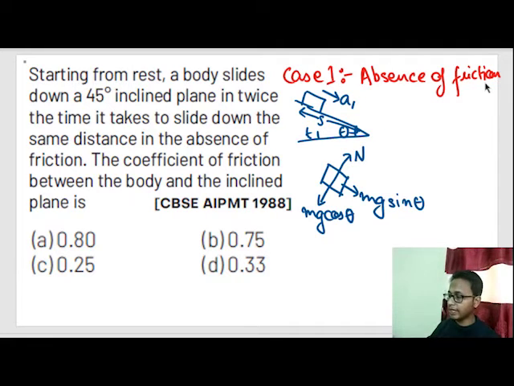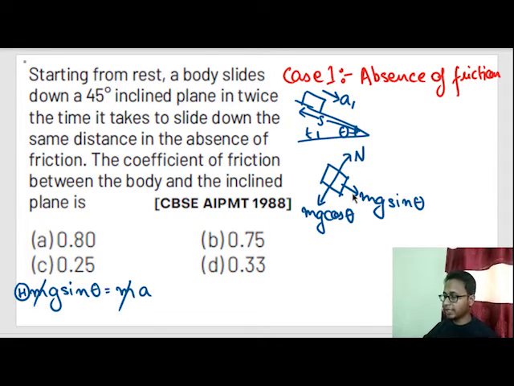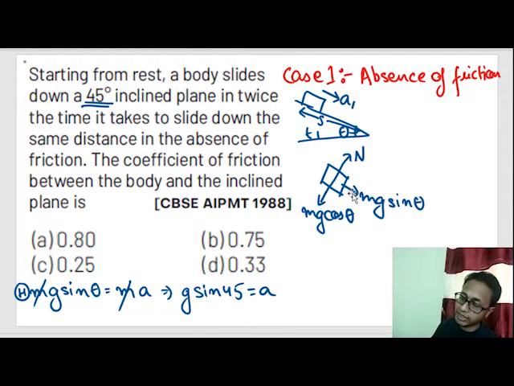Okay, now let's find the component of acceleration along the incline. We can say mg sine theta is equal to mass into acceleration in that component, or m gets cancelled, or a is equal to g sine theta, where theta is equal to 45 degrees, or g sine 45 is equal to a. Sine 45 is nothing but 1 by root 2. Okay, or a1, the acceleration without friction, is equal to g sine 45.